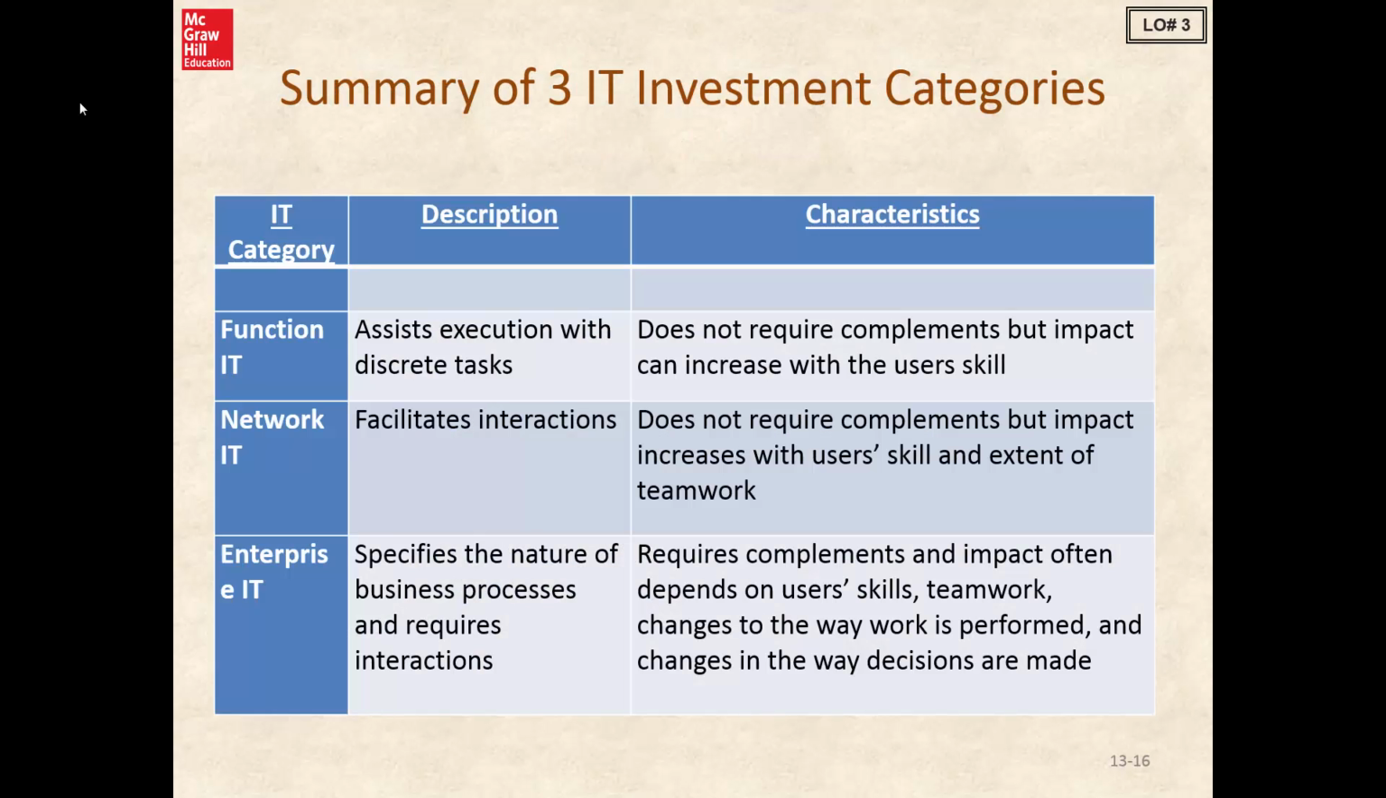Summary of the three IT investment categories. Function IT assists execution with discrete tasks, and it does not require complements, but impact can increase with the user's skill. Network IT facilitates interactions. It does not require complements, but impact increases with the user's skill and extent of teamwork. And enterprise IT specifies the nature of business processes and requires interactions, and it requires complements, and impact often depends on users' skills, teamwork, changes to the way work is performed, and changes in the way decisions are made.